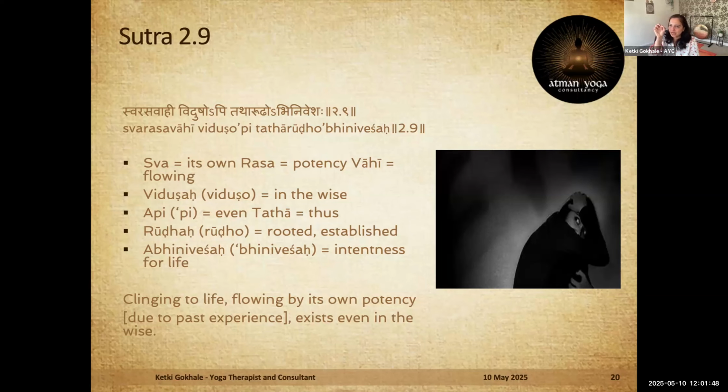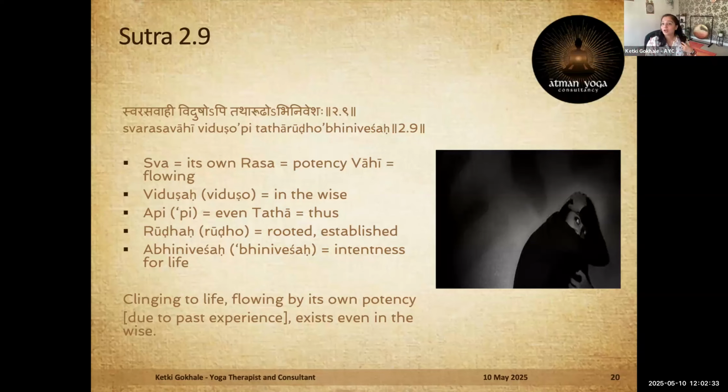That stream of potency flowing right from the microscopic being to the biggest creature, right from insect to elephant or dinosaur, whatever you think, all the creatures, this one kind of tendency flows on its own potency, on its own force, even through vidusha, means who is the wise person, even in him clinging to life is there.